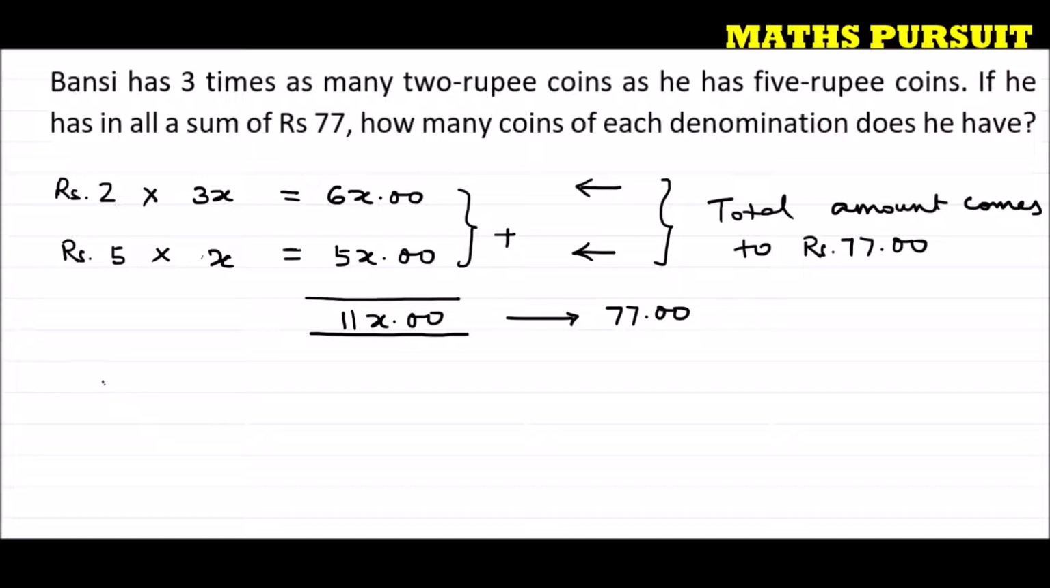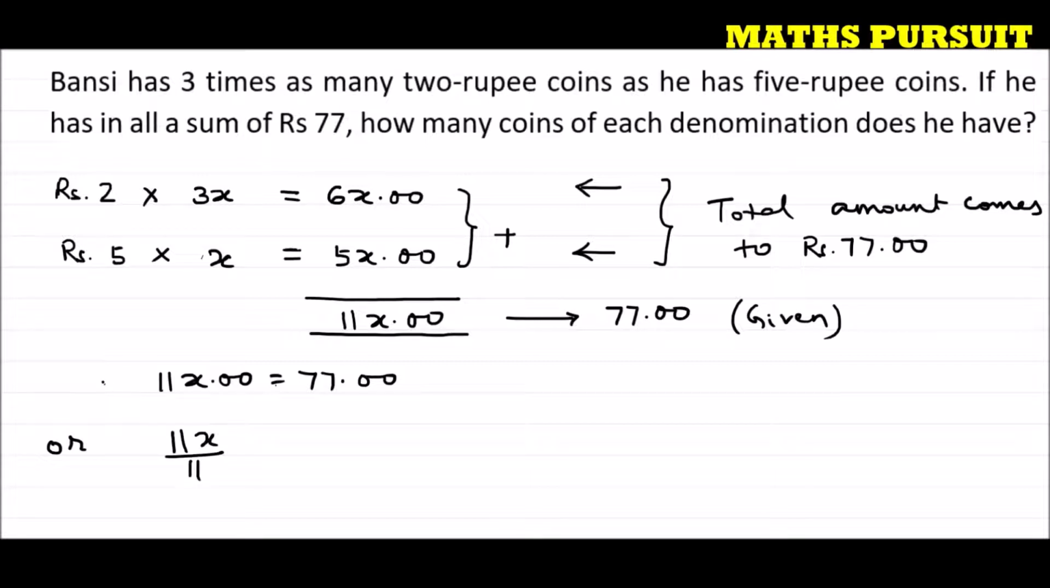So we can say that 11x is equal to 77. Hope guys you understood this. The question is saying that the total amount that Bansi is having is 77, and what we got as the total amount is 11x. If you look here, we got the total amount as 11x, and the question is telling that this total amount is 77 that Bansi is having. So we can say that 11x is equal to 77.